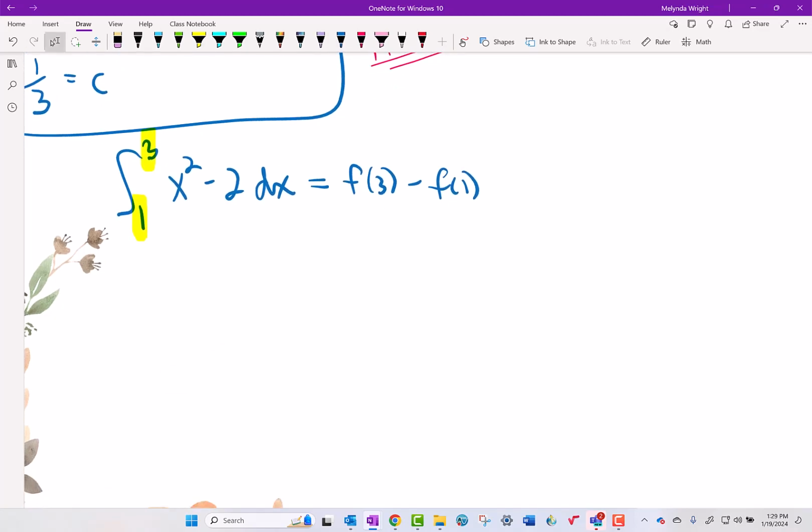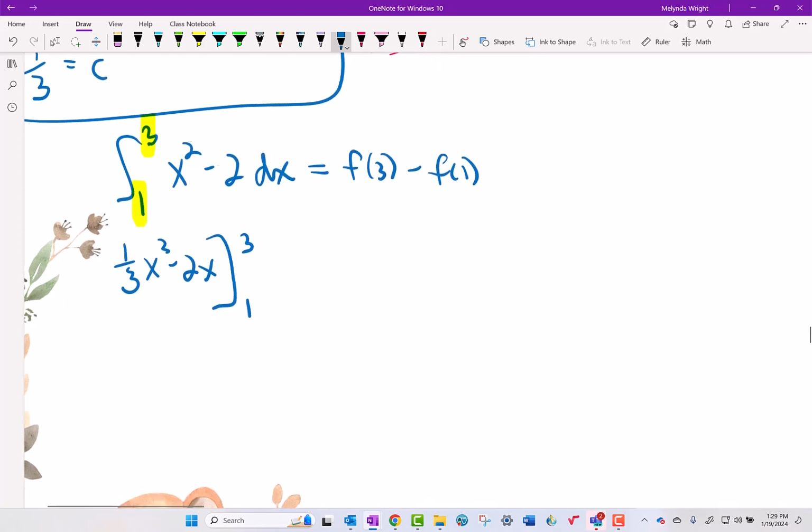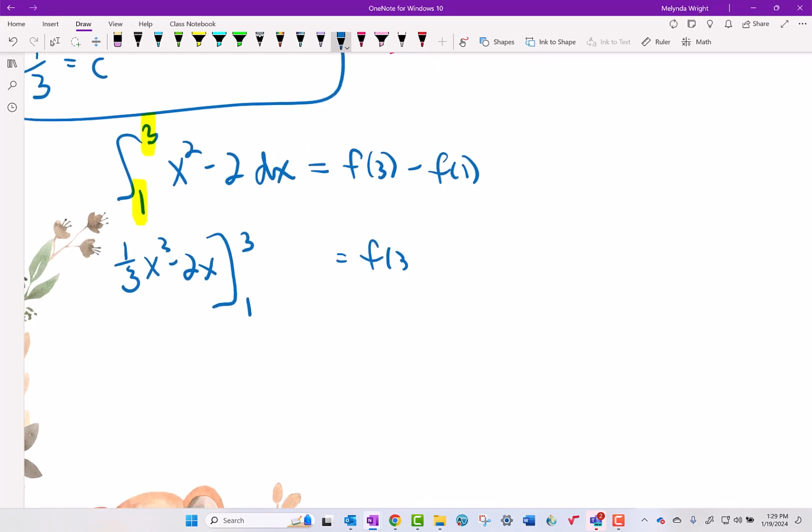Okay, so I do my antiderivative. I get 1/3 x cubed minus 2x, and I evaluate from 1 to 3. And that would equal f of 3. Let's see, we got one of them. Which one did they give us? They gave us f of 1, excuse me. f of 3 minus, and f of 1 is -2.